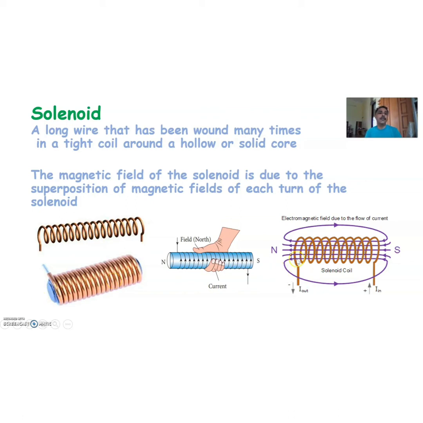Here the magnetic field produced by the solenoid is uniform inside the core, right? Inside the solenoid. The magnetic field of the solenoid is due to the superposition of the magnetic fields of each turn of the solenoid, as we have seen earlier. So we have to add the magnetic field that is produced by each turn of the coil of the wire, right?